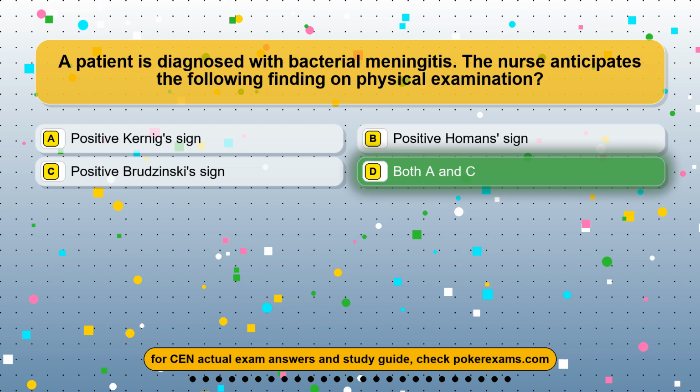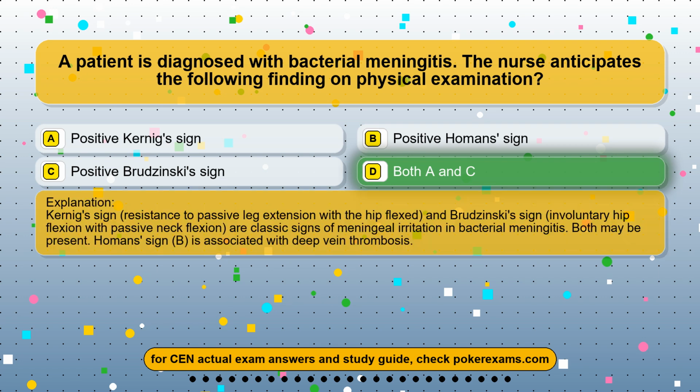The correct answer is option D. Both A and C. Kernig's sign, resistance to passive leg extension with the hip flexed, and Brudzinski's sign, involuntary hip flexion with passive neck flexion, are classic signs of meningeal irritation in bacterial meningitis. Both may be present. Homans' sign, B, is associated with deep vein thrombosis.